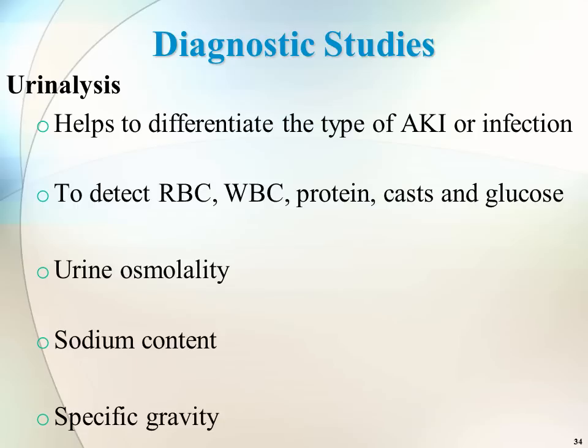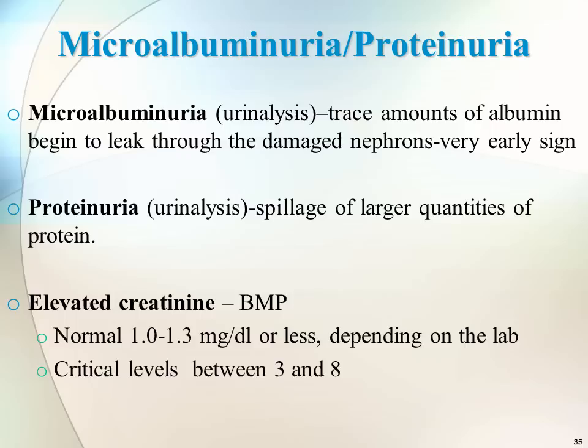It will also tell us about urine osmolality, sodium content, and specific gravity, which we talked about. We are going to be checking pH. We're checking for proteins. We're checking for ketones. We are checking for the trace microalbuminemia to indicate a very early sign of damage. Like I said, the urinalysis tells us proteinuria, because they were spilling larger quantities because of an impaired nephron.